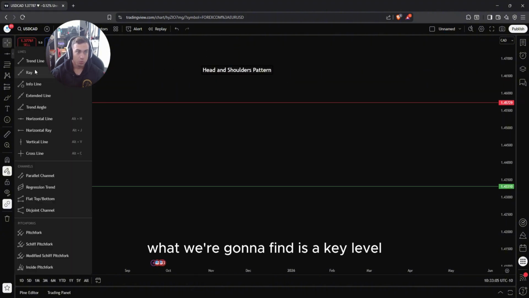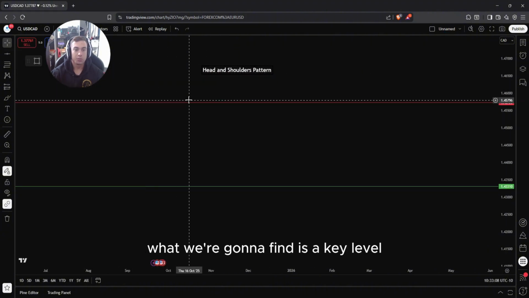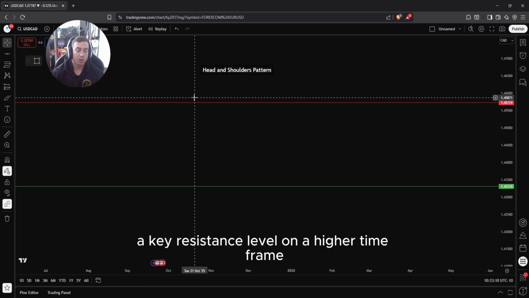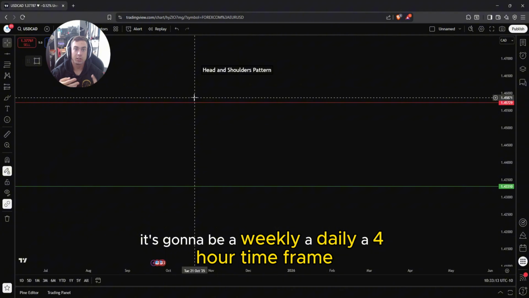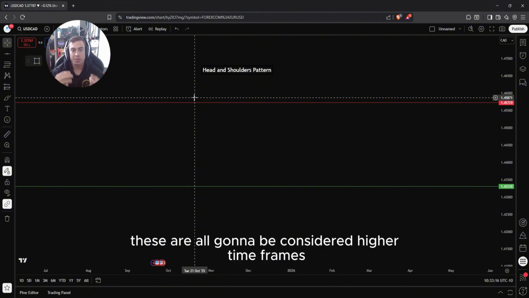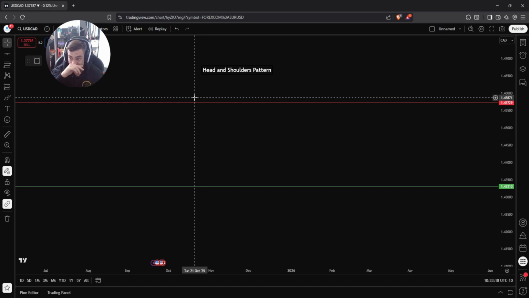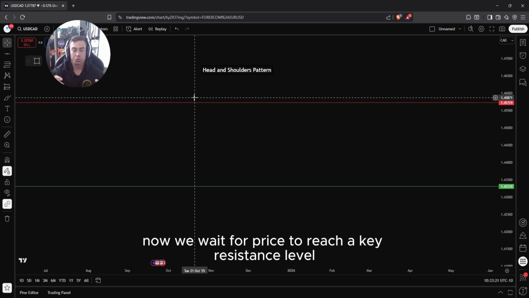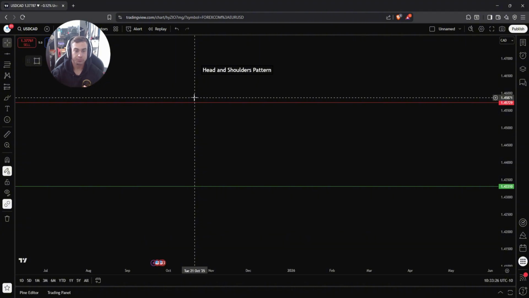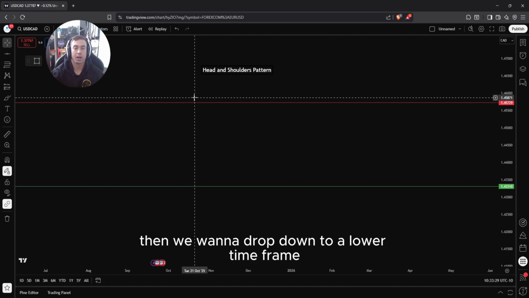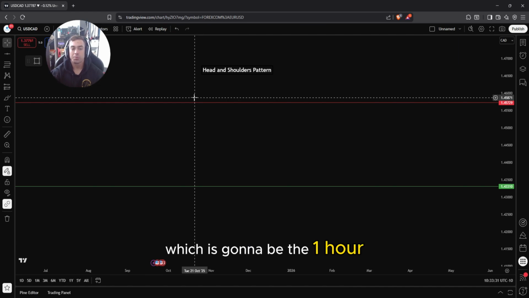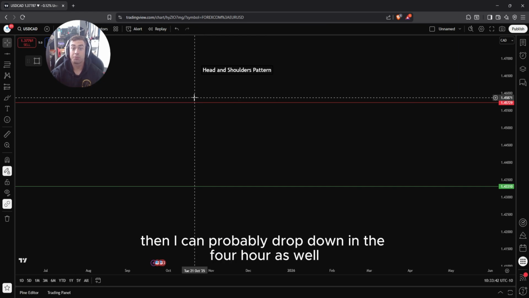So for head and shoulders, what we're going to find is a key resistance level on a higher time frame. It's going to be a weekly, a daily, or a 4-hour time frame. These are all considered higher time frames. Now, we wait for price to reach a key resistance level. When it does that, we want to drop down to a lower time frame, which is going to be the 1-hour, 30-minute, or 15-minute. But if I'm looking at the weekly or the daily time frame and I see a head and shoulders pattern, then I can probably drop down to the 4-hour as well.